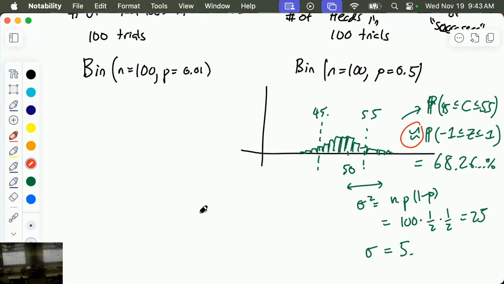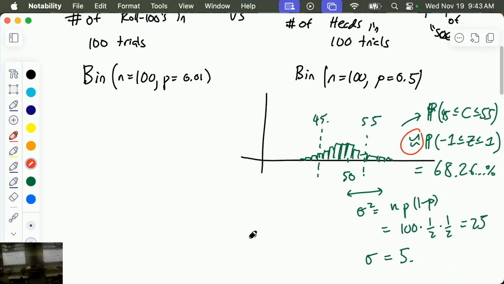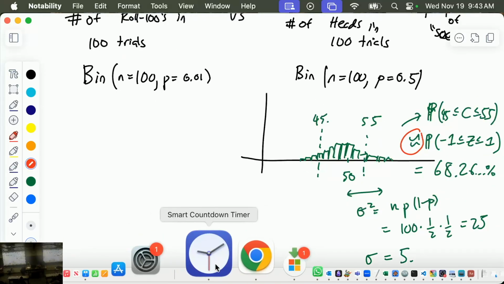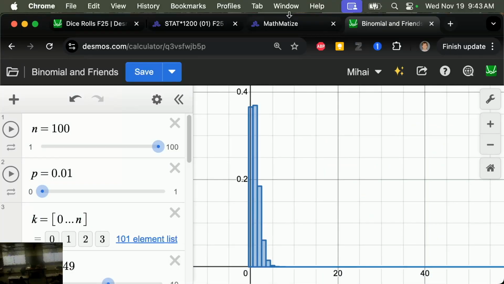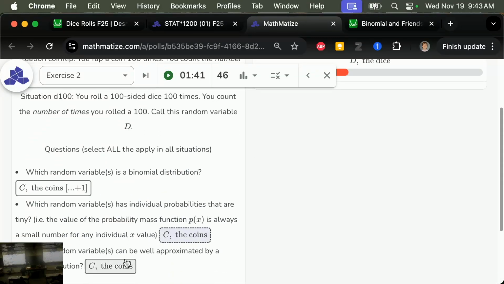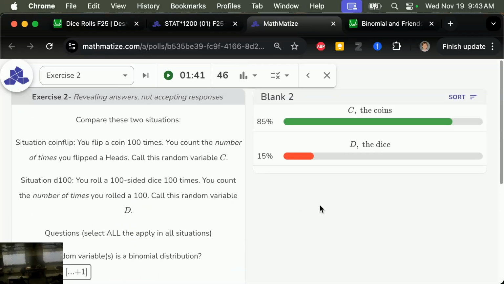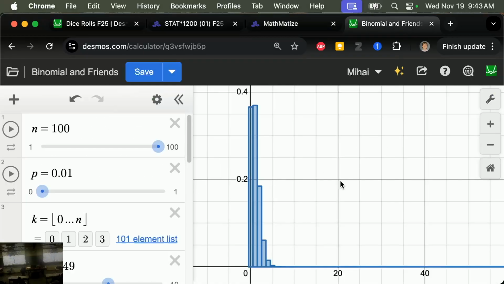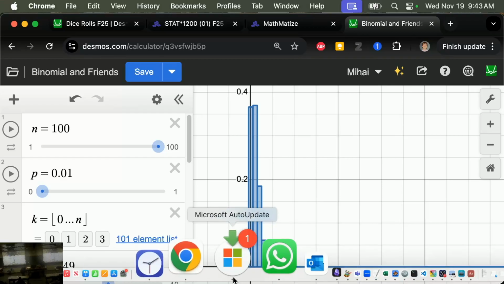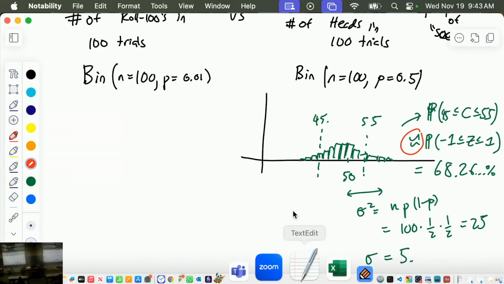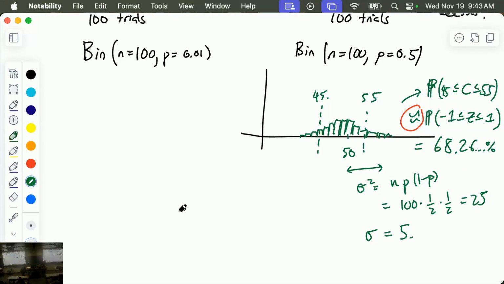Okay, that's the coins. Actually, you know what? I think I've sort of spoiled the answer to the last mathematize, so we might as well go back and do this one as well. Which one is approximately a normal distribution? And this one, look, 85% of people knew it was the coins and not the dice, which is fantastic, because you probably noticed on the picture that this does not look like a normal distribution. So this is the point over here, that this one does look normal. So yes, normal. I'll say normal-ish.